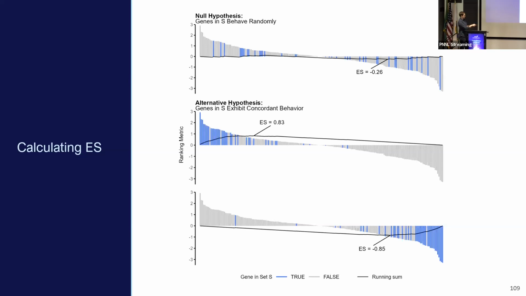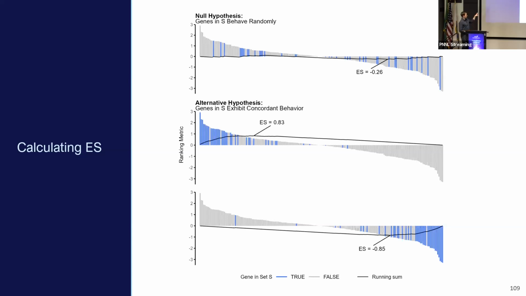the panel at the bottom, it's negative because it's not really encountering genes in the set. And then all of a sudden it starts to encounter a bunch of them. So it starts to increase, and you can see it actually reaches 0 at the end. It may or may not do that. So the enrichment score is just the maximum deviation from 0 of this line.